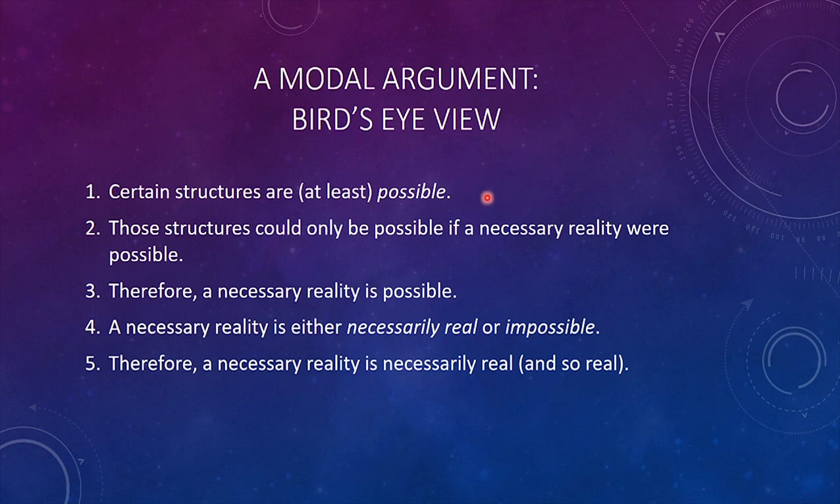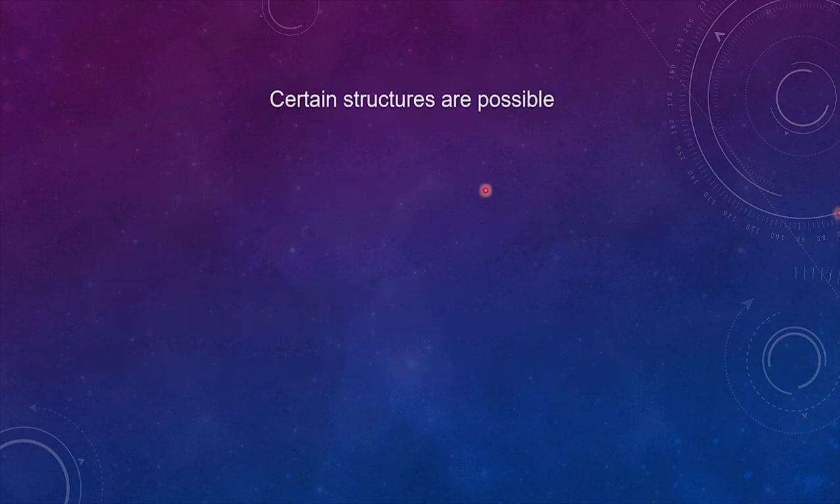So let's focus first on the first part, the first premise here. Certain structures are at least possible. I'll give a few examples of this, 3 examples. First, you might think that it's possible for there to be a finite chain of causes. So this premise leaves open whether the actual chain of causes is finite. The premise is just that it's possible for it to be finite.